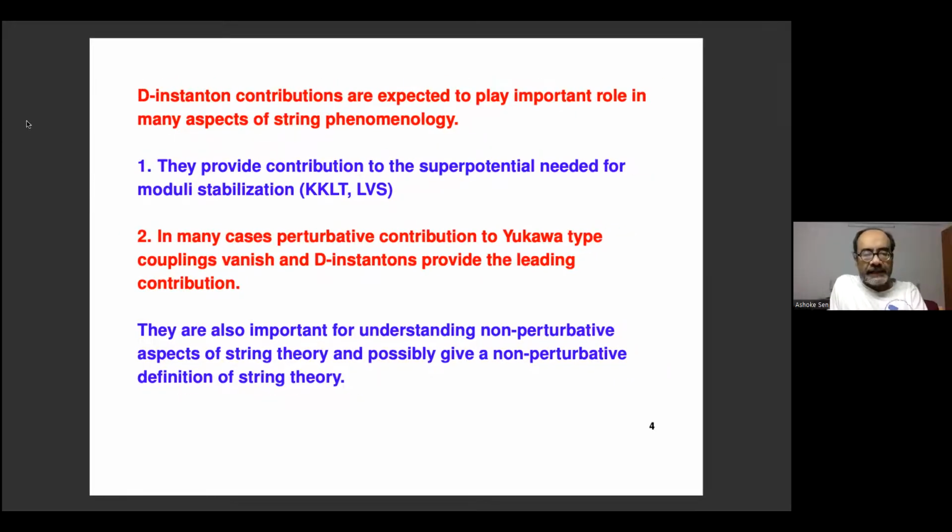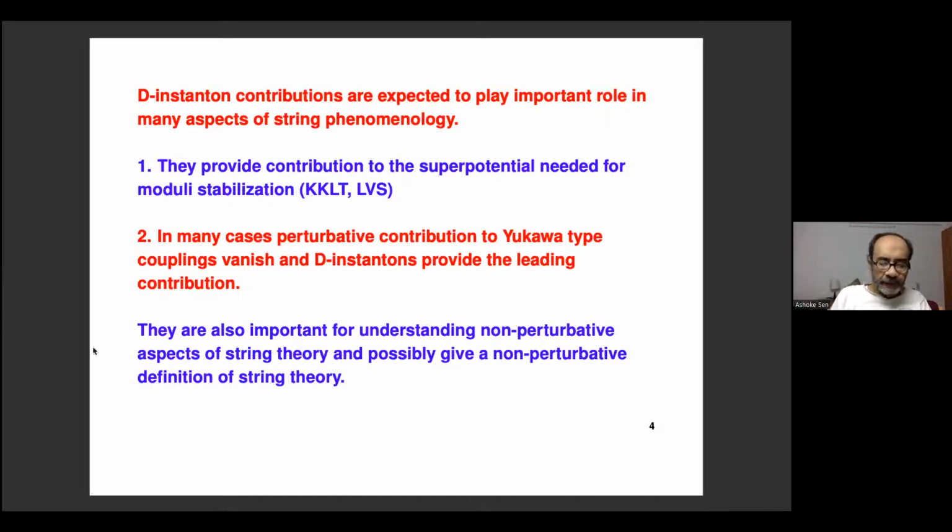So why are D-instantons important? These are important because they are expected to play an important role in many aspects of string phenomenology. For example, they provide contribution to the superpotential that are needed for moduli stabilization, either in KKLT scheme or the large volume scenario scheme. Furthermore, in many cases, one finds that the perturbative contribution to various Yukawa type couplings vanish, and D-instantons provide the leading contribution. For example, in many of the intersecting brane models, if you want to generate Yukawa couplings between massless particles, then you need the instantons to do that.